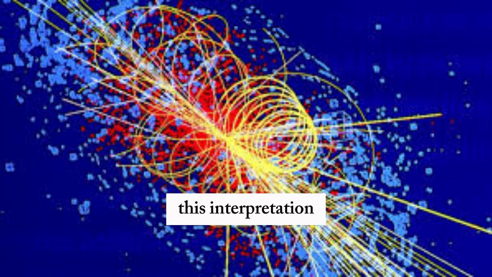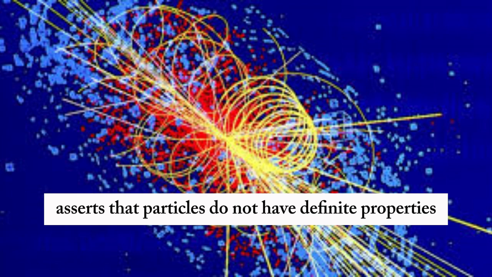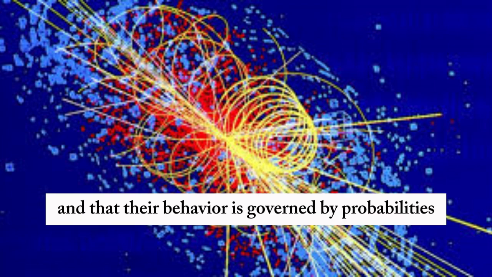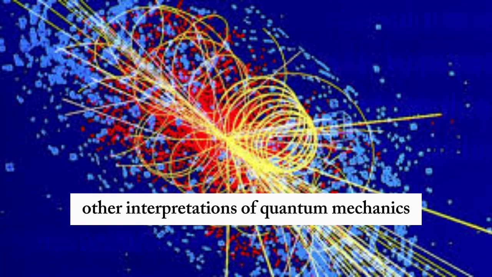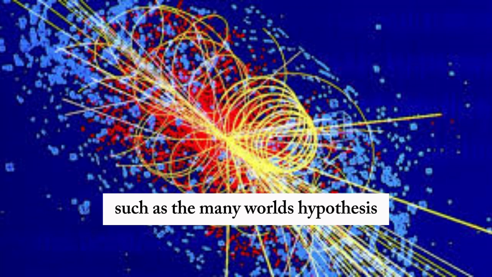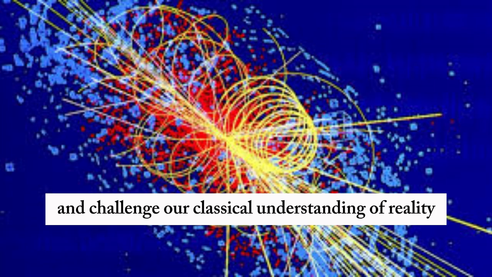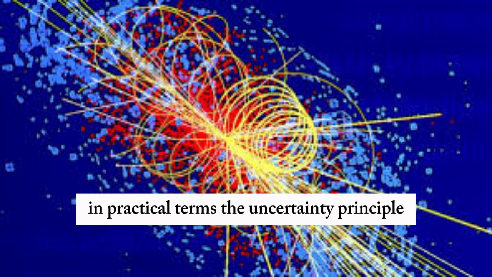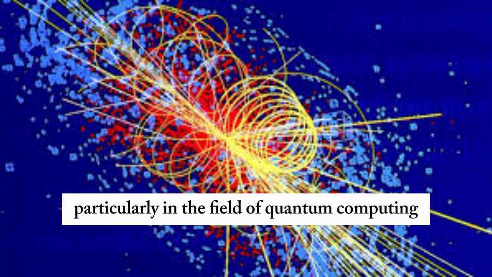This interpretation, known as the Copenhagen interpretation, asserts that particles do not have definite properties until they are measured and that their behavior is governed by probabilities rather than certainties. Other interpretations of quantum mechanics, such as the many-worlds hypothesis, also incorporate the uncertainty principle and challenge our classical understanding of reality. In practical terms, the uncertainty principle has had significant implications for the development of modern technologies, particularly in the field of quantum computing.